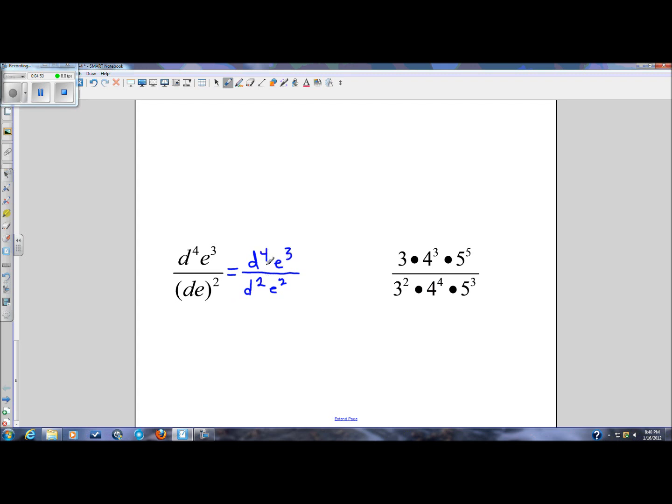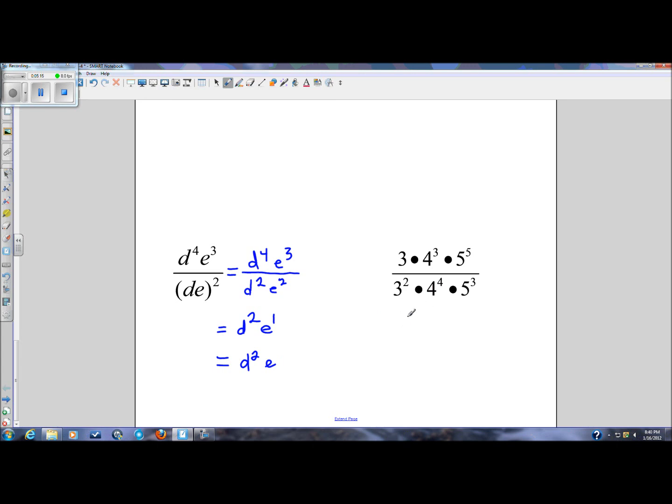Take the exponents on the like bases and subtract them. So d to the 4th over d to the 2nd gives you d to the 2nd. 4 minus 2 is 2. E to the third over e to the second, 3 minus 2 is 1, so it's e to the first. And you can just write that as d squared e.